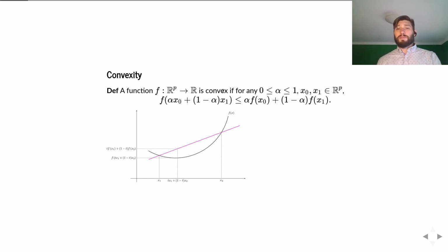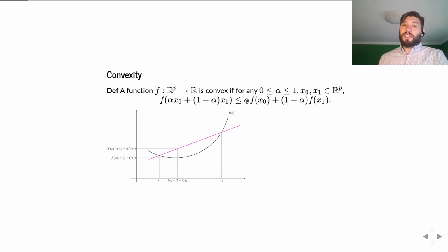A function is convex if for any alpha between 0 and 1 and 2 points, we have that f of this convex combination of x0 and x1, these are the 2 points in Rp, this convex combination is bounded by the same convex combination of the function values. The picture here really says it all.